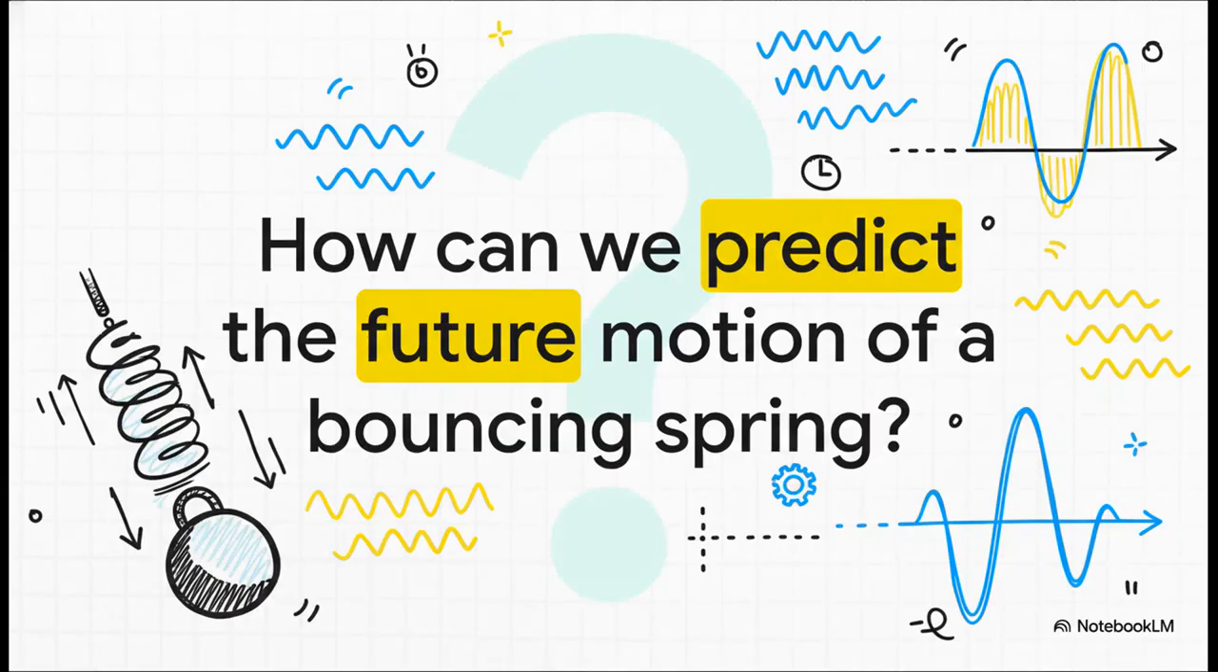So let's start with the spring. Imagine you pull down on a weight. You let it go, and it starts bouncing up and down, up and down. How in the world could we predict exactly where that weight is going to be at any given moment? You might think it's just random, chaotic bouncing. But nope. There is a deep, beautiful order hidden inside that motion, and we're about to find it.